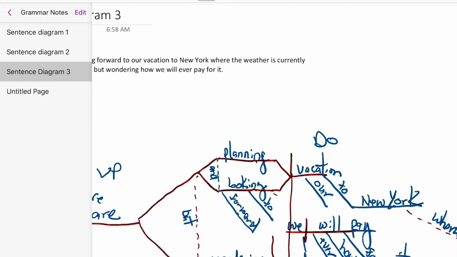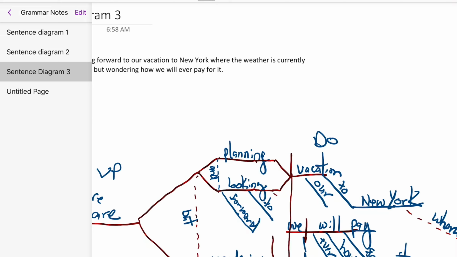This is going to answer the question which. Which vacation are we going to? The one to New York. It's answering the question which. That's why the prepositional phrase to New York needs to go under vacation, because the prepositional phrase is actually functioning as an adjective. It's modifying the noun vacation.